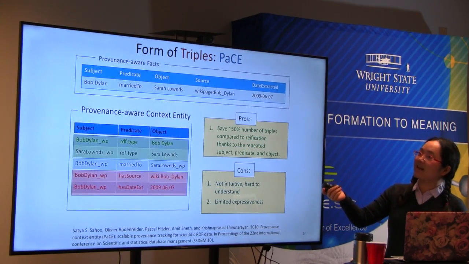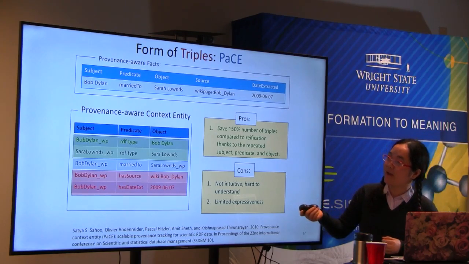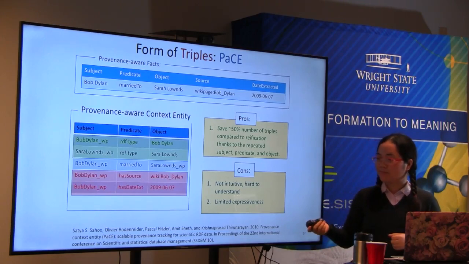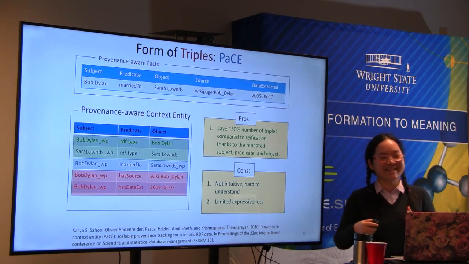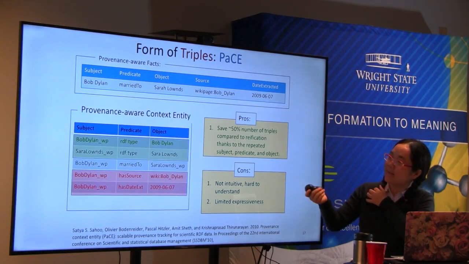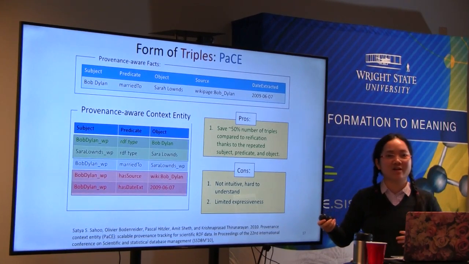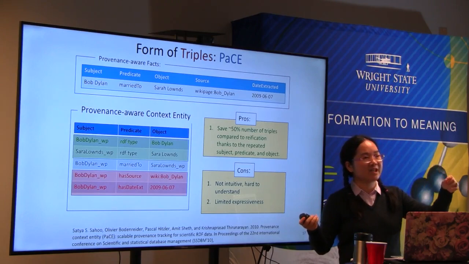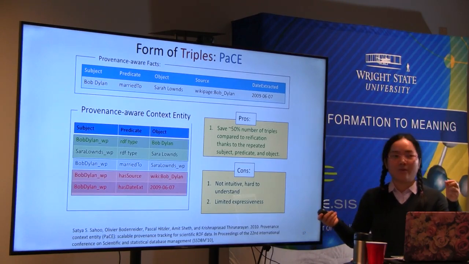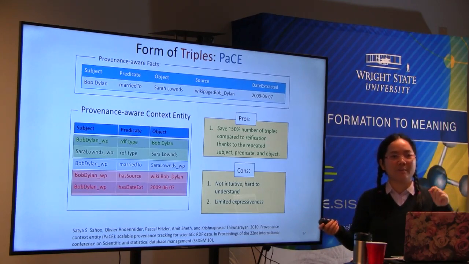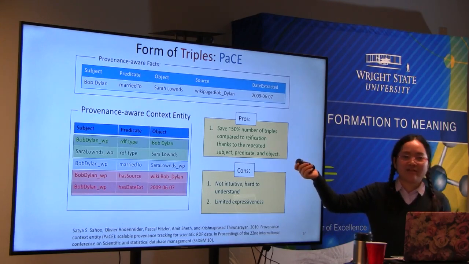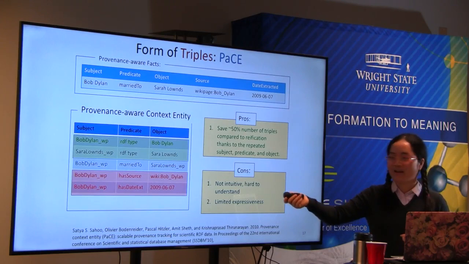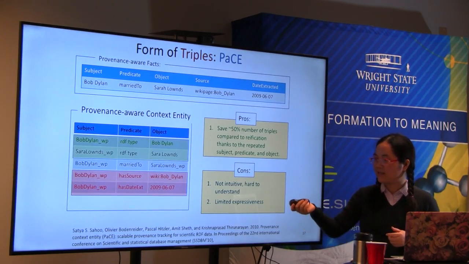The second approach in this category is the PACE approach, the provenance context entity. This work was proposed by Satya, Dr. Bodenreider, and Dr. Sheth too. In the PACE approach, we have three versions of it: C1, C2, C3. The basic idea is that in one particular context, we create one entity for it, and then we make that entity aware of the provenance. In the experimental evaluation, this approach saves 50% of the number of triples. But the downside is that it is hard to understand and has limited expressiveness.